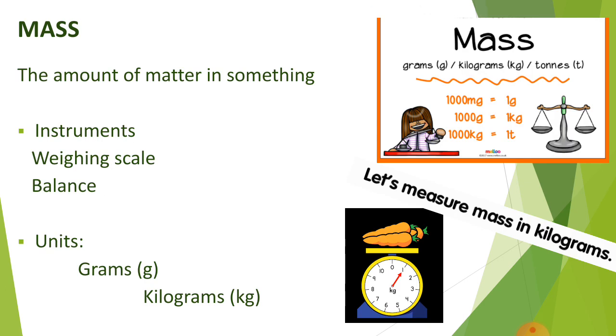Mass. The amount of matter in something is called its mass. We use a balance or a weighing scale to measure the mass. And we measure mass in the units called grams or kilograms. Here the carrots are measuring 1 kilogram. For measuring very small, minute things like powder or such materials which have less weight, we use grams.